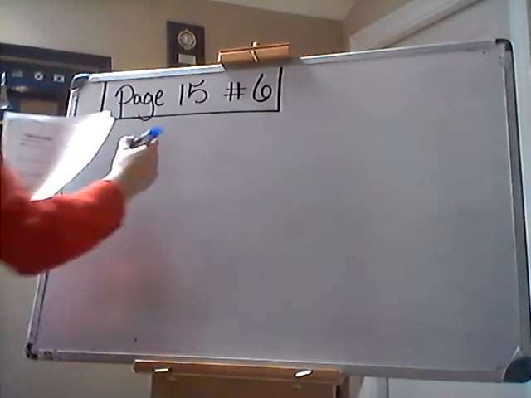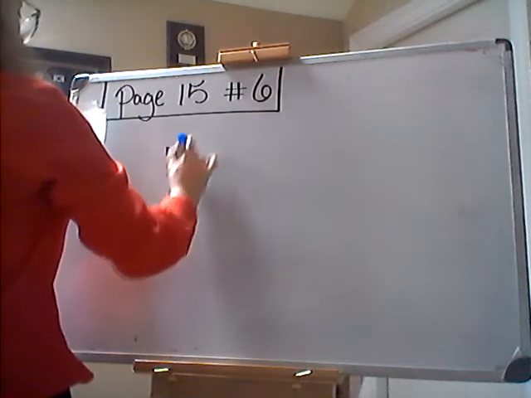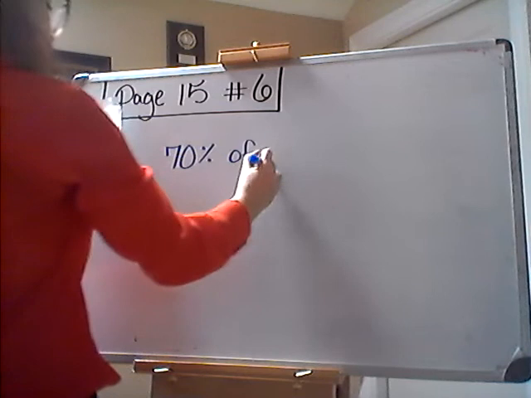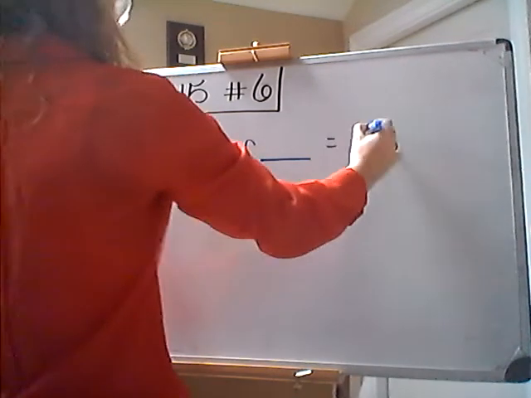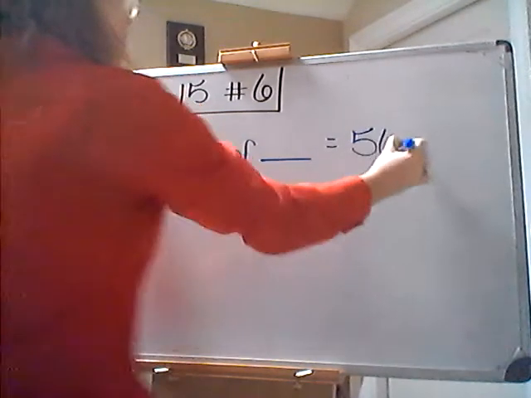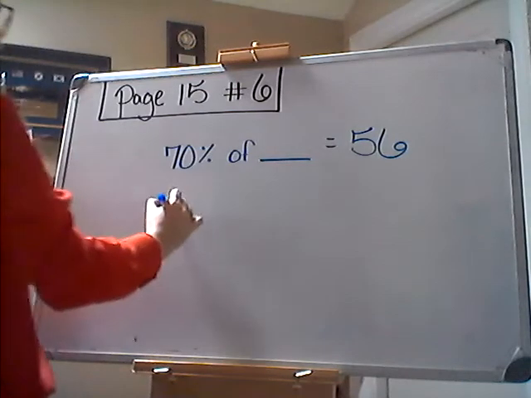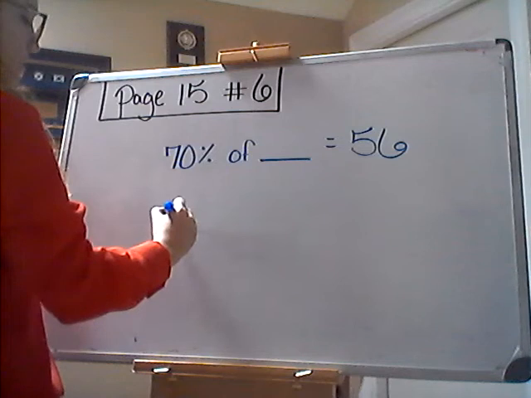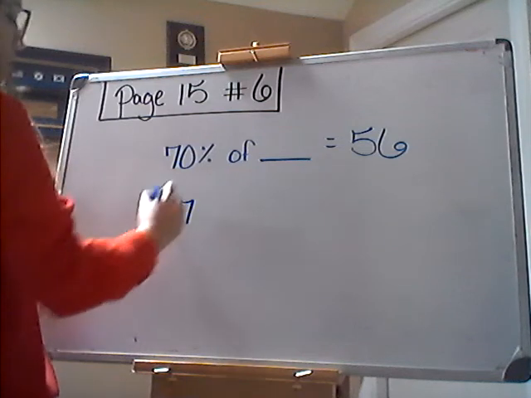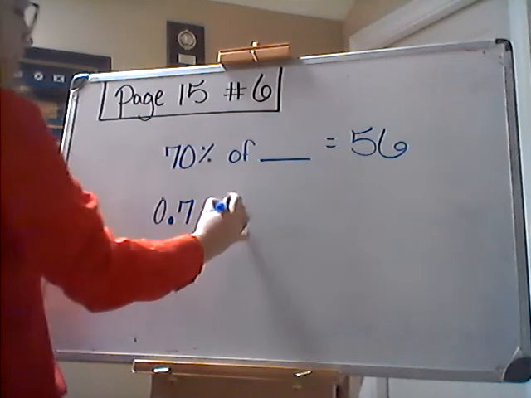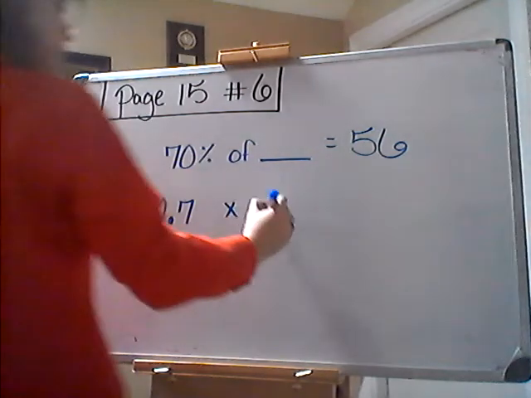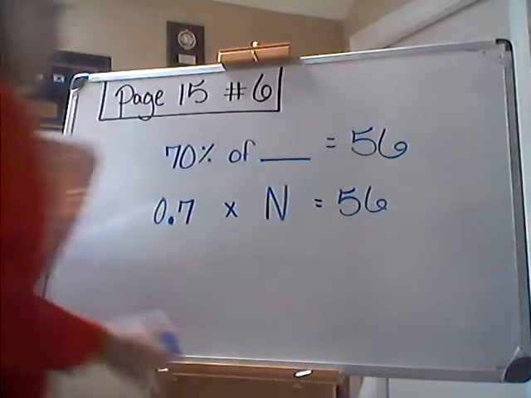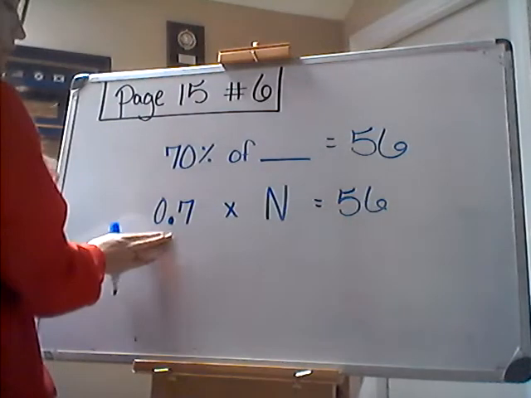Following the same pattern as before, 70% of what number is 56? Just means 70%, which is 70 hundredths, which is 7 tenths, of is times something, gives us 56. We solve this equation by dividing both sides by the percent.